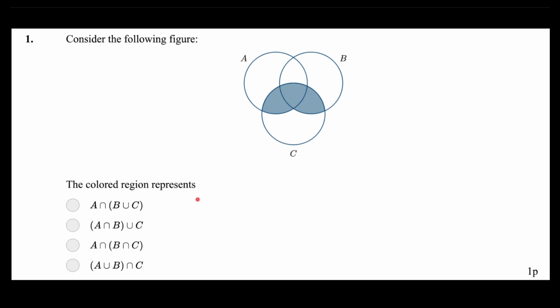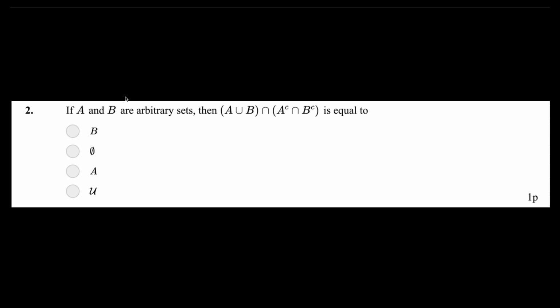Okay, let us go to the next question. If A and B are arbitrary sets, then A union B intersection A complement intersect B complement is equal to which one of them? In principle, in Math 5, I'm not allowed to give you questions regarding the laws of set theory. So these are in the exercises, but not officially as theorems that you should remember. But anyway, I transgress this limitation.